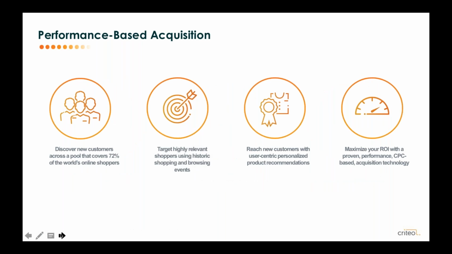So the way that Criteo's performance-based acquisition works is we have an incredible pool, a data collective, spanning our advertisers and publisher network to basically aggregate all of the best attributes of each individual shopper so that anybody participating in the collective can take advantage of that. We target highly relevant shoppers using historic shopping and browsing events. So again, we are able to flag whether that shopper is particularly interested in apparel or travel or beauty items. And then we're able to target these new customers, true new customers to your site or your brand, with user-centric personalized product recommendations. So it's a very unique mix of awareness plus targeted messaging that may or may not have existed in this capacity before.